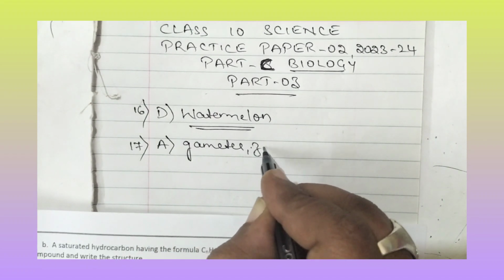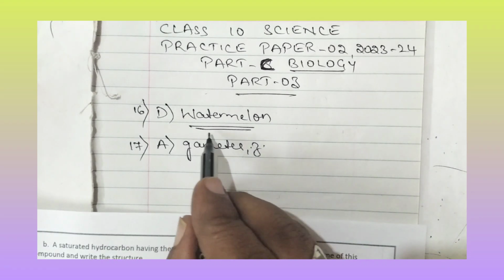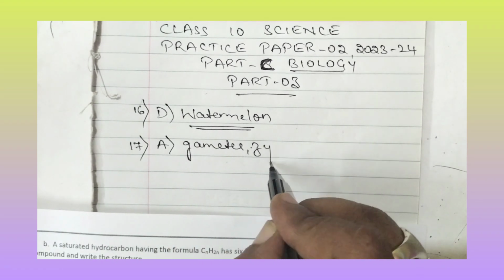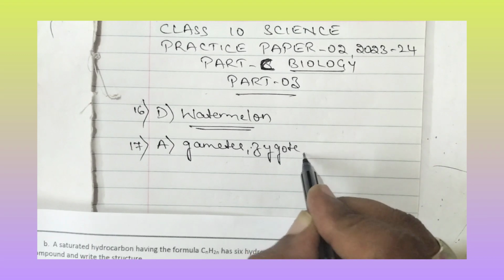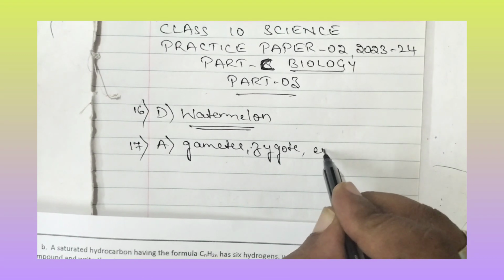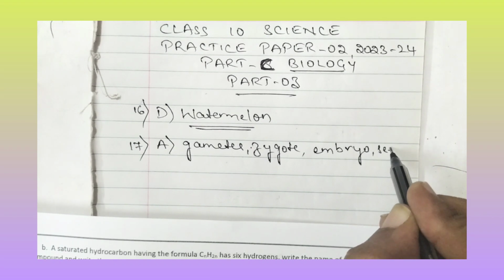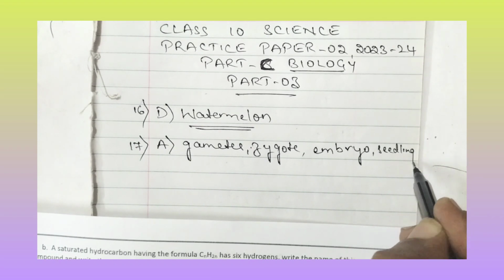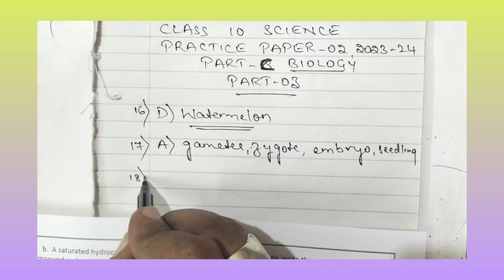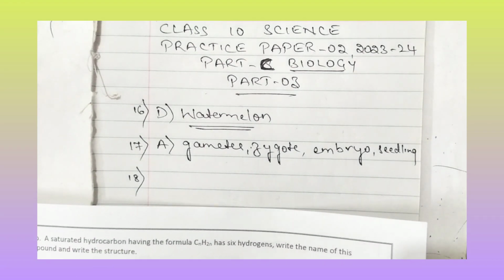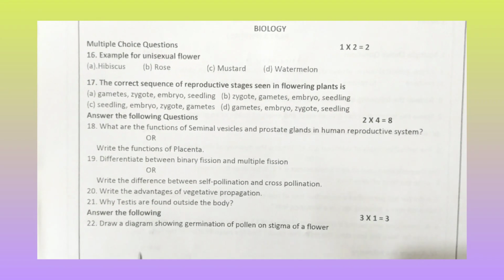Then gametes, the fusion of male and female gametes. When the male and female gametes fuse, zygote formation takes place. Zygote divides and it forms embryo. Then embryo will become seedling. So this is the correct path. So now next let us move for the next 18th question.